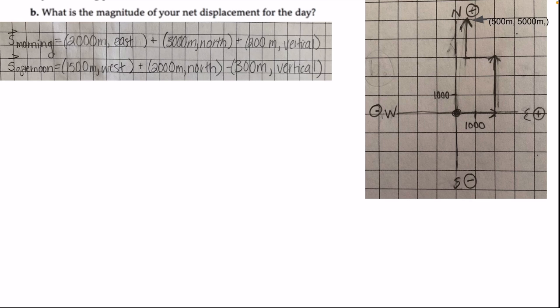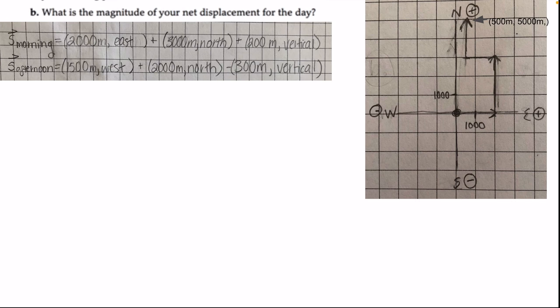Okay, Part B, what is the magnitude of your net displacement for the day? So this part has a few more steps than the previous part. We're going to have to take into account all of the information we've been given in order to first solve for the vector that correlates with the cardinal directions and displacement we've been given, and then utilize the Pythagorean theorem in order to use the vertical vector that we found from the previous problem to solve for that total displacement.